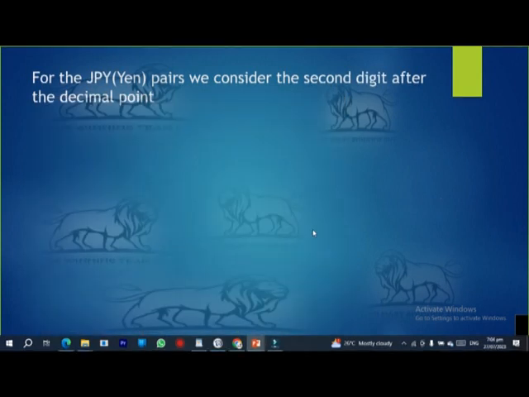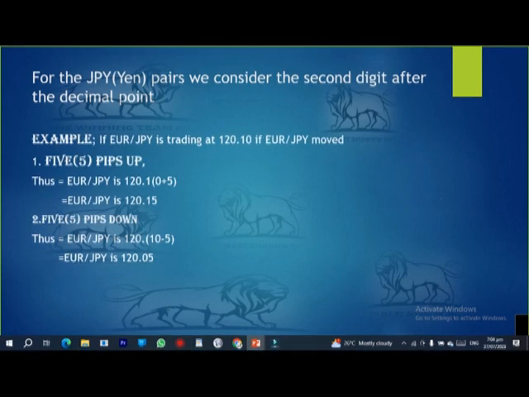Okay, so for JPY, that is the yen, first, we consider the second digit after the decimal point. It's just the same thing, but for the JPY pairs, that is Euro JPY, AUD JPY, all those JPY pairs, we consider the second one after the decimal point. That is where your calculation starts from. Please, am I making sense? The second one after the decimal point.